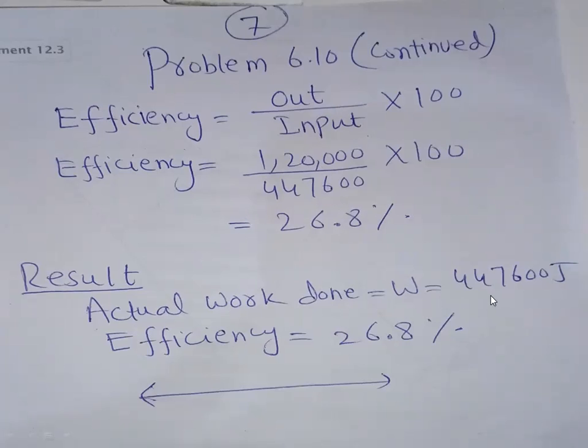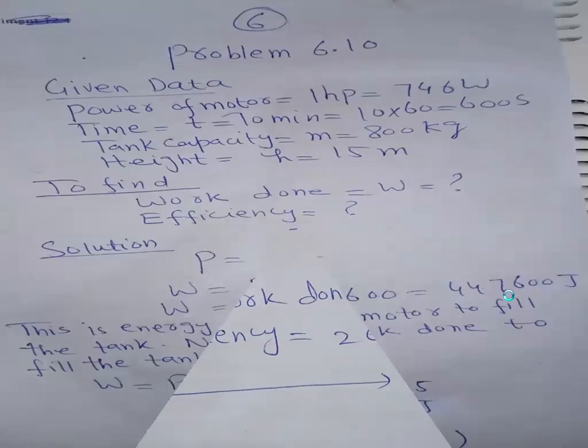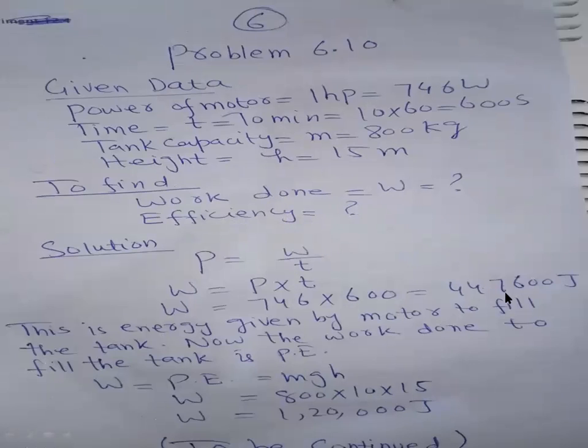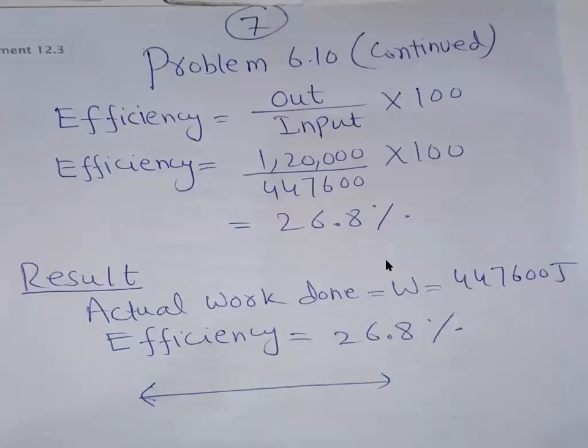Actual work done is, we just found 44,7600 joule, as I discussed earlier. This one is the actual work done, 44,7600 joule. And what else did we find? We found the efficiency 26.8%.